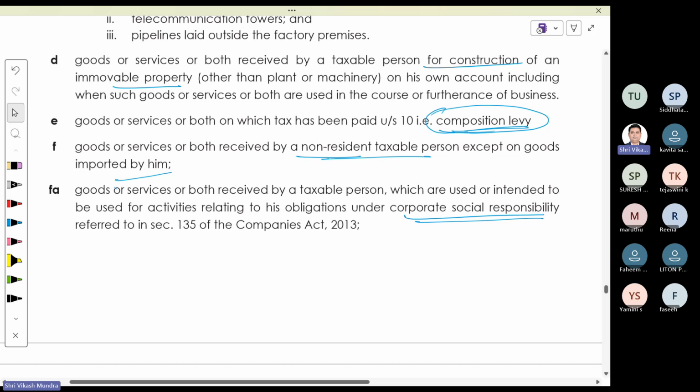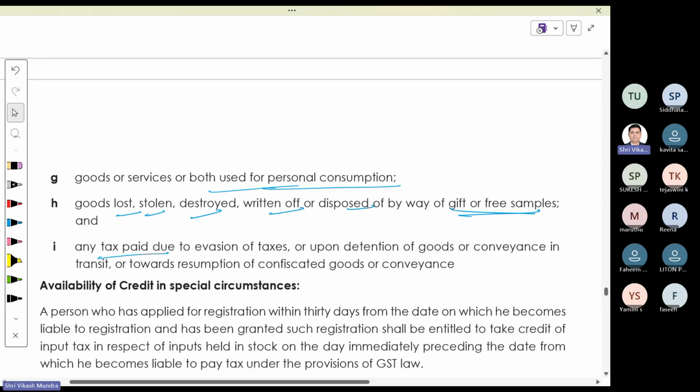Next one, if a company acquired certain goods or services for the purpose of discharging their corporate social responsibility, ITC is not available because corporate social responsibility is considered as a post-profit, that means P&L appropriation item. It is considered as personal use by the company. Goods or services which are used for personal consumption, ITC is not available. Any goods which are lost, stolen, destroyed, written off, disposed of by way of gift or free sample, ITC is not available on those goods.